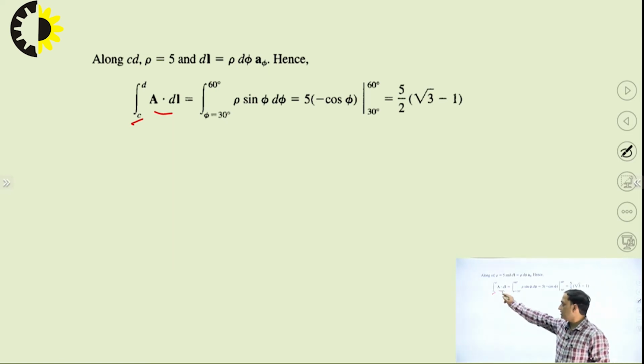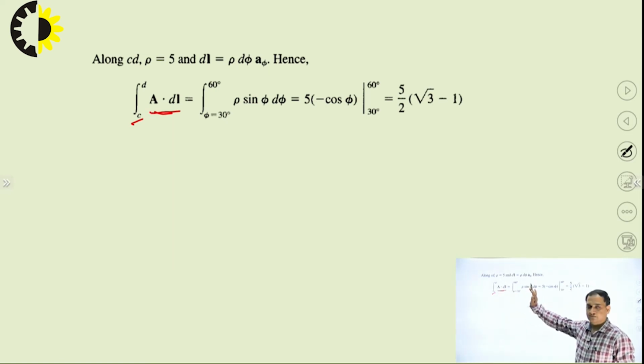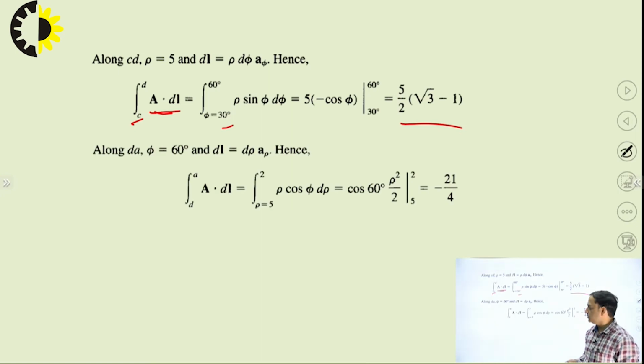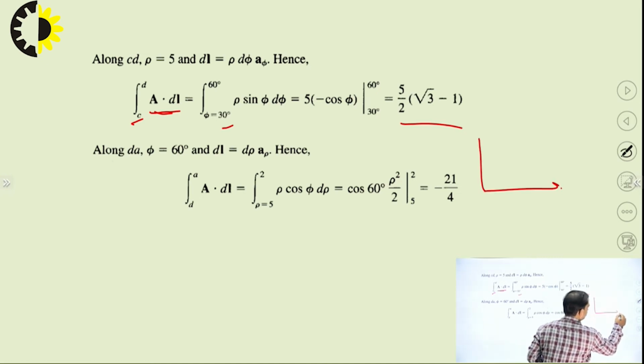So I am assuming that you can solve that A dot dl. Simply, the value is given, dl we are already finding out, and we are just mentioning the limits for that. Okay, so in this case we are getting 5 by 2 root 3 minus 1. So next is D to A.